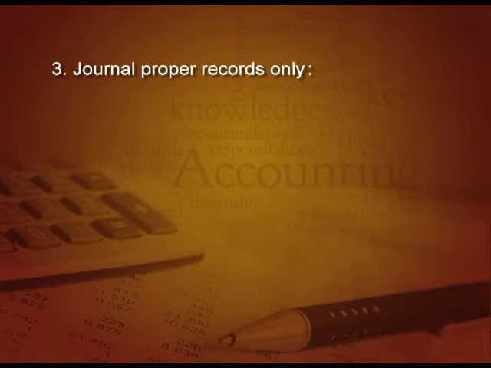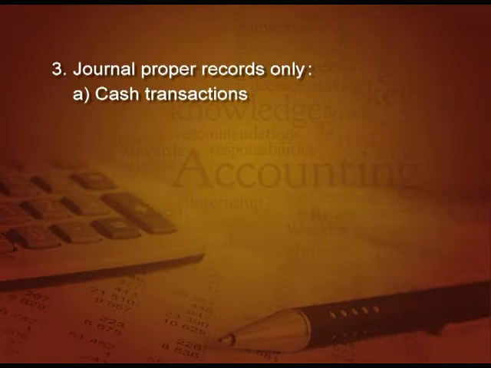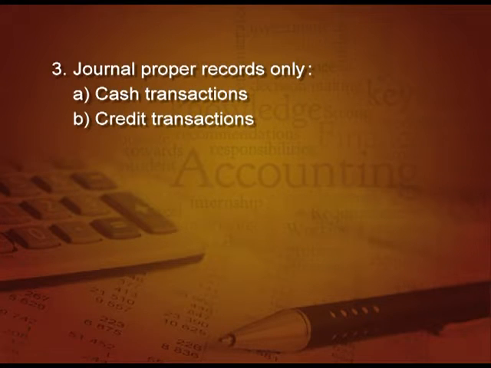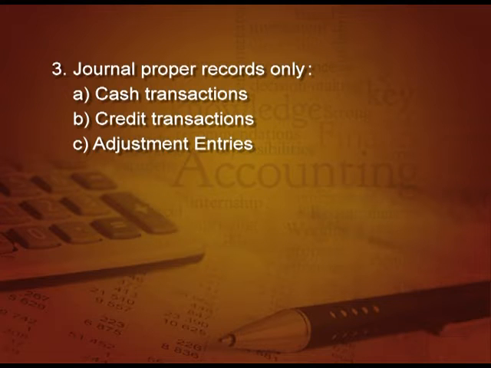Next question. Journal proper records only which entries? A. Cash transaction, B. Credit transaction, C. Adjustment entries, and D. All these entries. Yes, it is part C, adjustment entries only, because cash transactions are recorded in cash book, credit transactions are recorded in their respective books. So, all the adjusting entries are here.